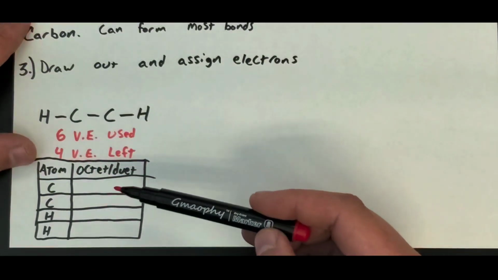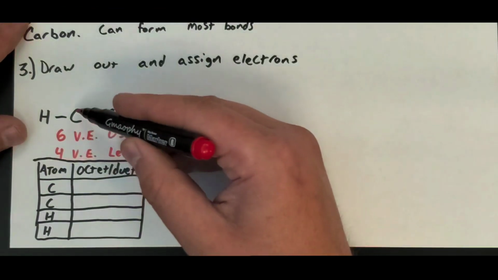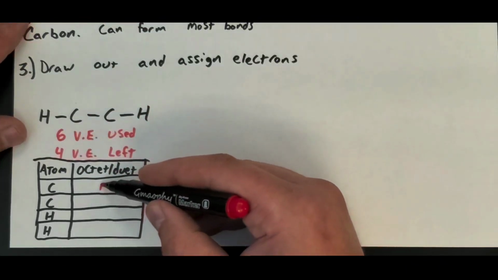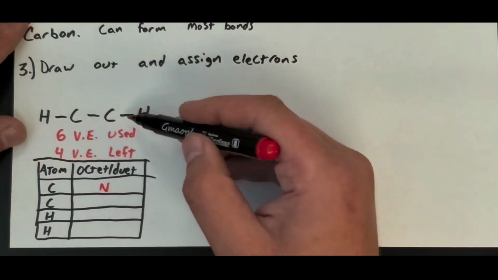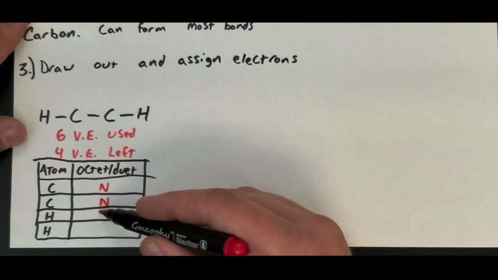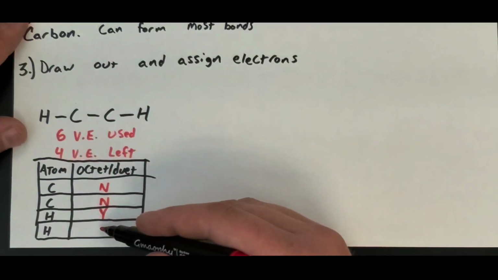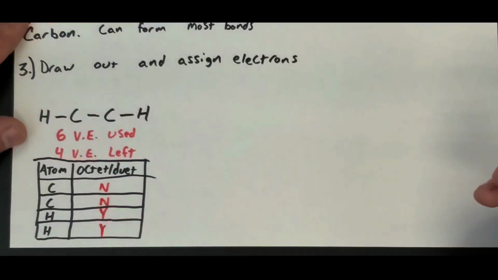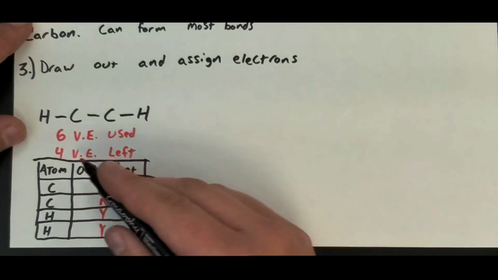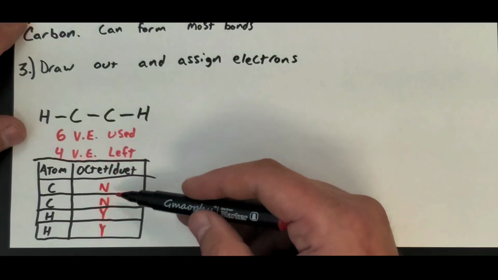Next, we want to check if our octet or duet rule has been satisfied for each of these atoms. For our carbon, we have 2, 4, so no. This carbon only has 4 electrons, so no. This hydrogen has 2, so its duet is satisfied. And this hydrogen has 2, so its duet is satisfied. All that's left for us to do is distribute the remaining 4 valence electrons and see if we can satisfy the octet rule of these carbons.